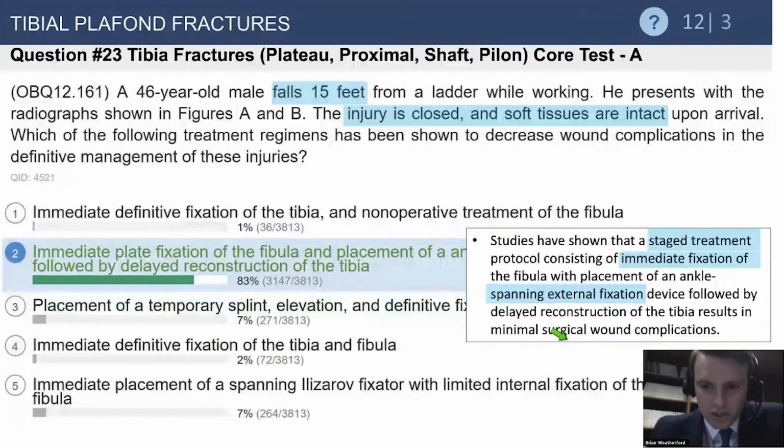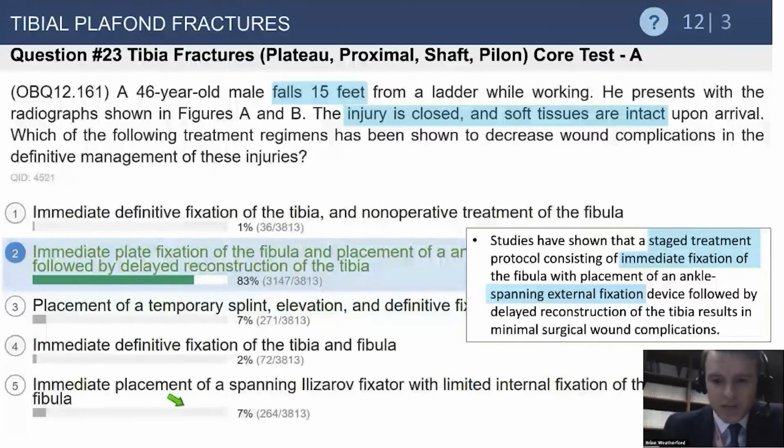And this protocol has been studied. It was initially studied by Patterson and Cole, as well as Sirkin, Sanders, and several other authors who looked at this, and who demonstrated that this dramatically lowered the risk of soft tissue injury and soft tissue complications with the definitive treatment of these injuries.